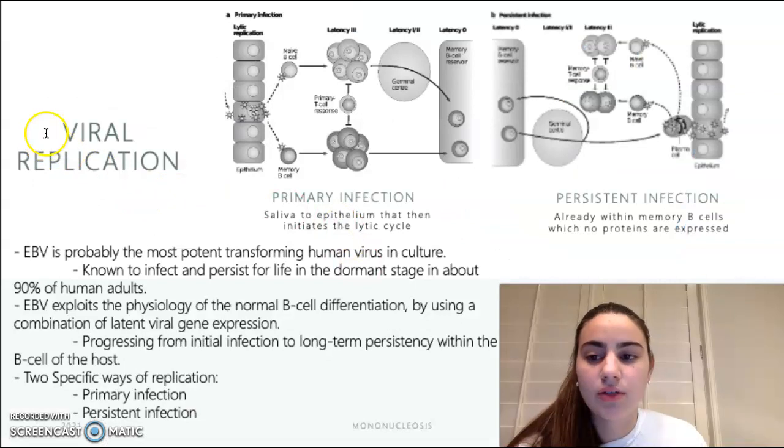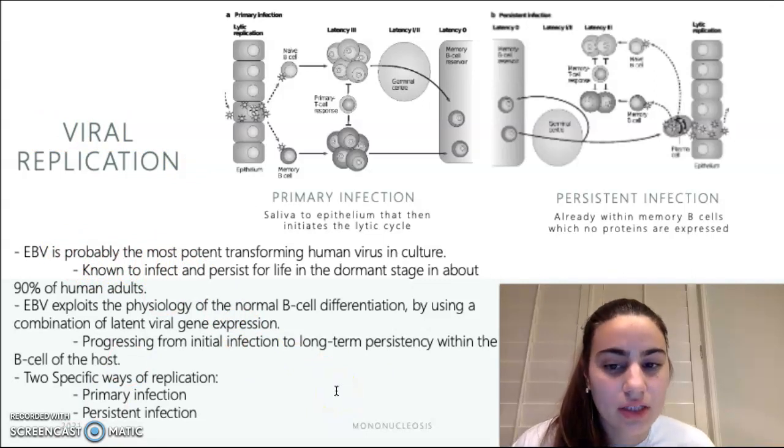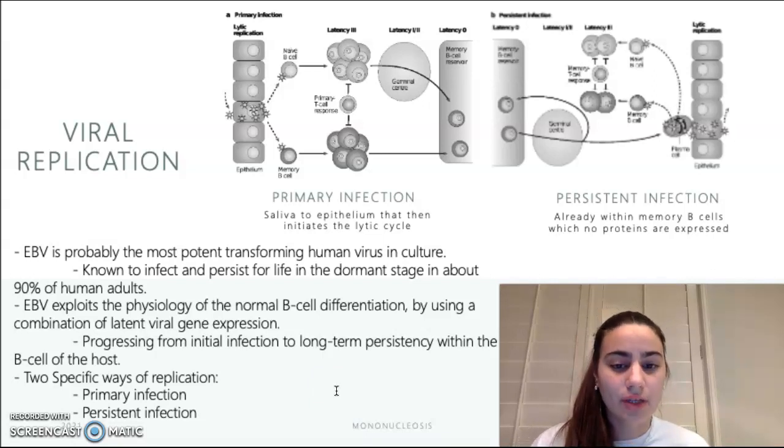Next, I'm going to talk about the viral replication. So EBV is probably the most potent transforming human virus in culture, and it's known to infect and persist for life in the dormant stage in about 90% of human adults. So what does that mean? That means that once you have the virus in your body, it will not leave. It stays in your body even after your symptoms, and it stays dormant in your body, and it can come back up, arise whenever your immune system is immunocompromised or something like that.